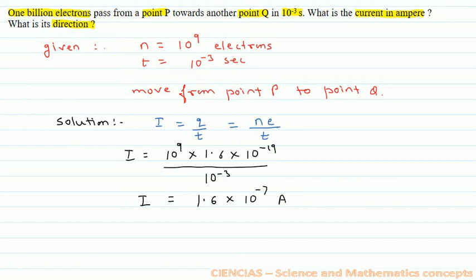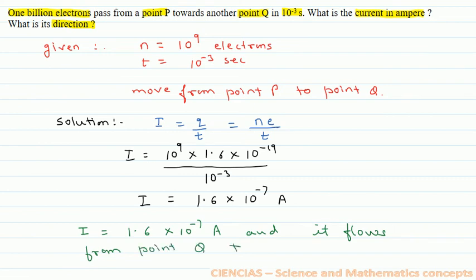And since the electron is moving from point P to Q, the direction of current will be from point Q to P. So we write the answer. Current is equal to 1.6 into 10 to the power minus 7 ampere, and it flows from point Q to point P, because current is always in the direction opposite to the direction of flow of electrons.